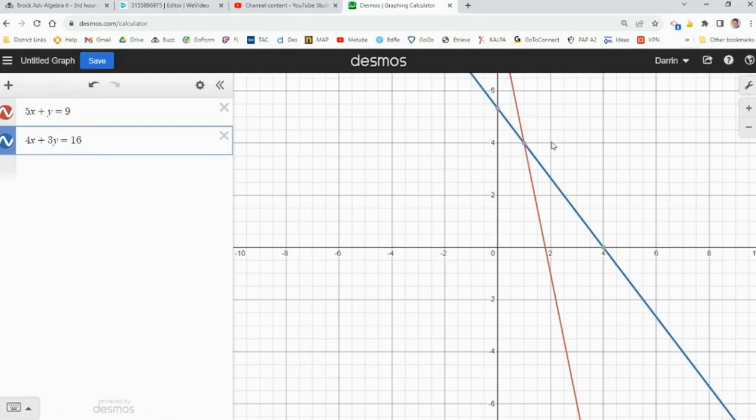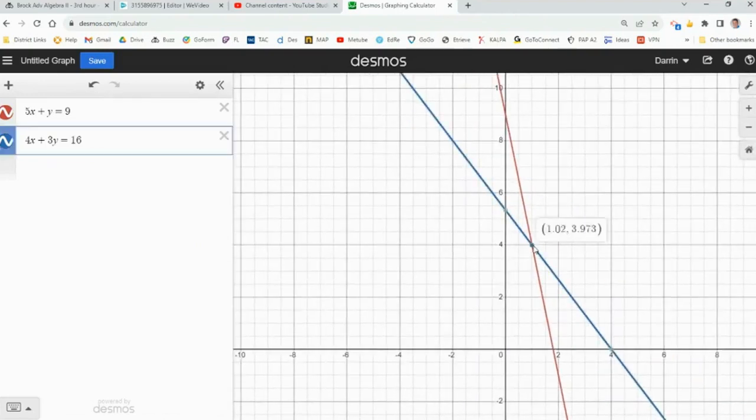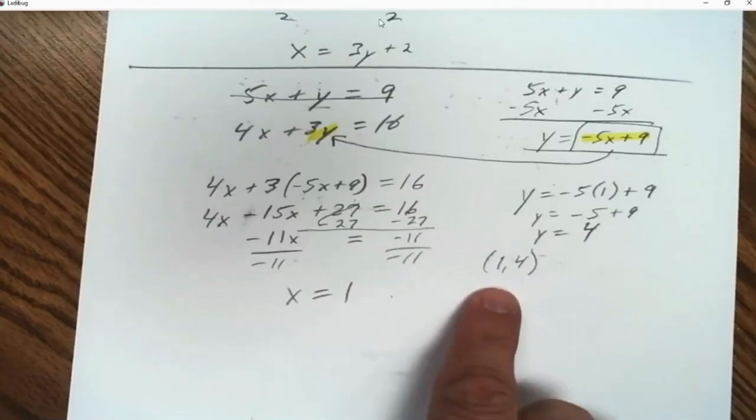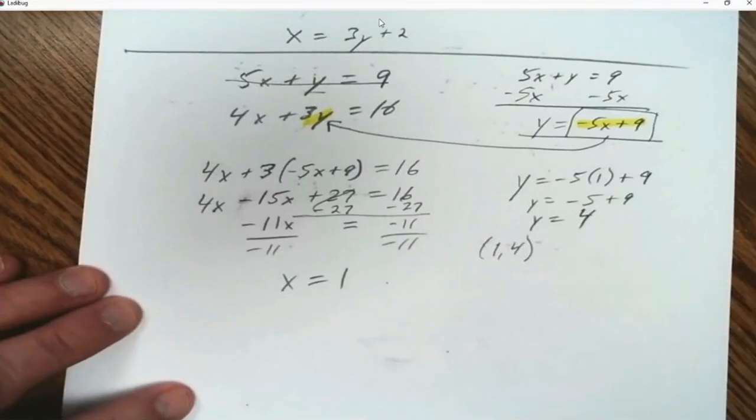Look, there is the point 1, 4. That is the solution for both equations. It's the same point on both lines. That's the only place where those lines cross. The only place where those points are equal to each other. So when we go back and we look at our solution, we said 1, 4 was the solution. We can test that.